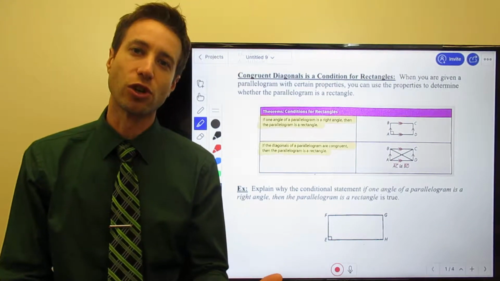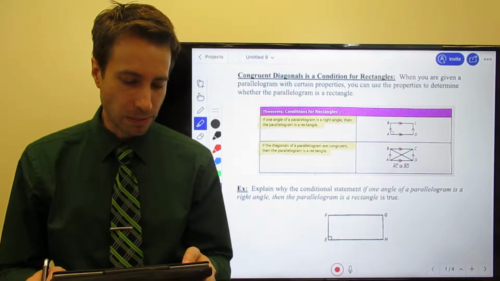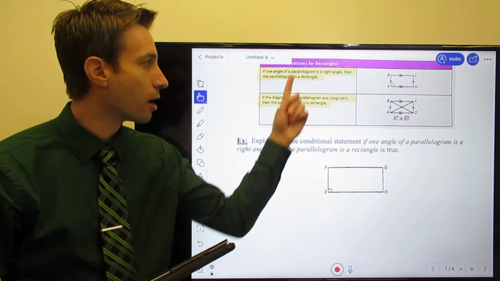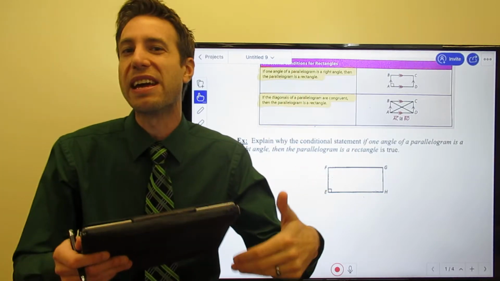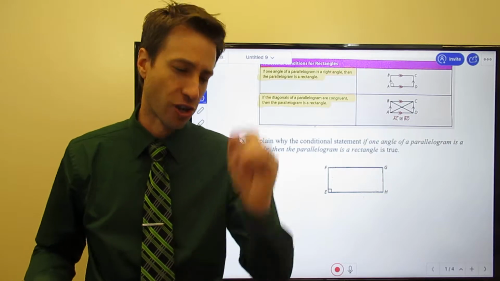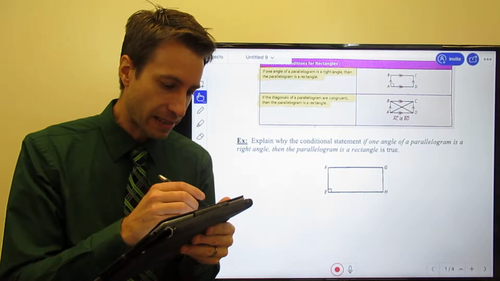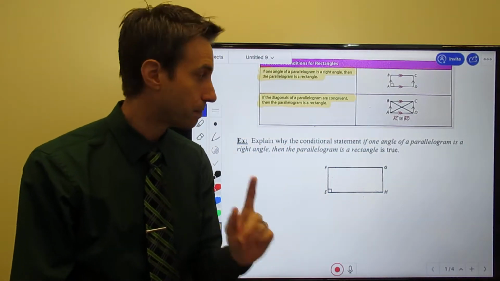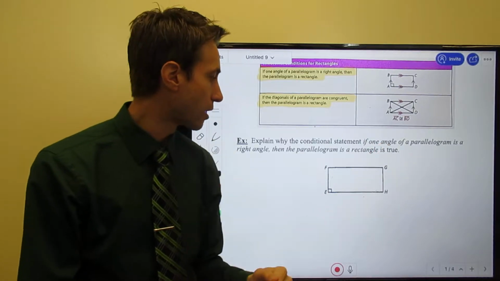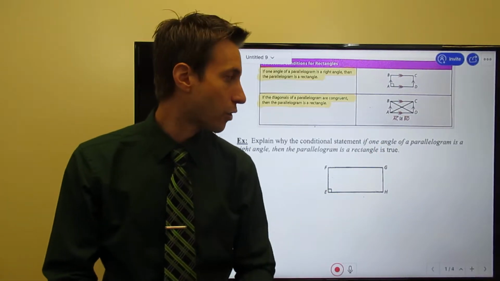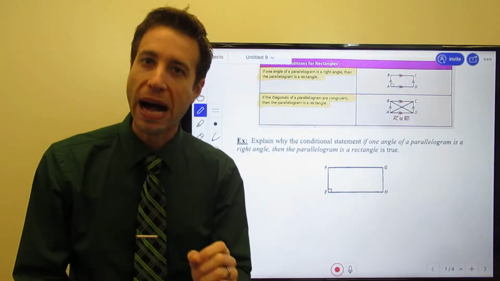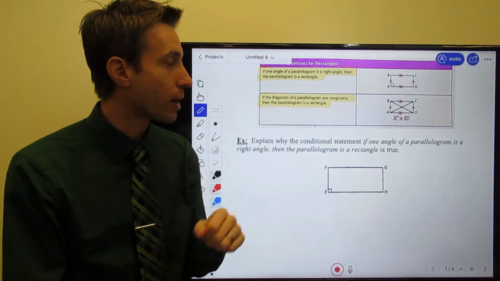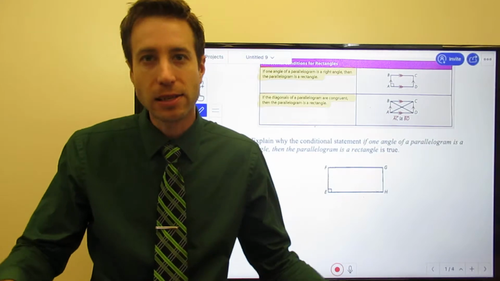So let me show you what this is going to look like when we actually use it in some problems. Here we go, I've got a great example for you. Let me make sure you can still see those properties. There are our conditions for rectangles, the information we need to know in order to say for sure that a figure is a rectangle. Let's jump right into this. I want you to explain why the conditional statement, if one angle of a parallelogram is a right angle, then the parallelogram is a rectangle, has to be true. If all I need is one angle of the parallelogram being a right angle, how do I know it has to be a rectangle?